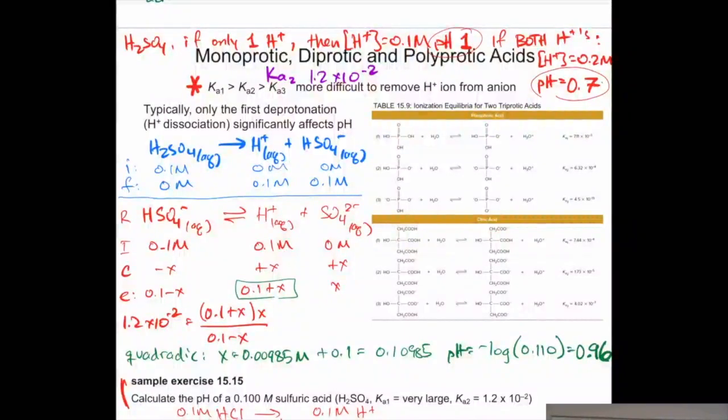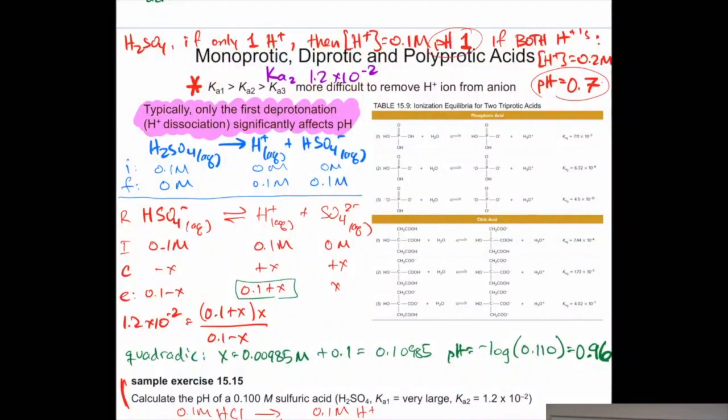Part of this learning outcome is not just to recognize that the Ka gets weaker and weaker, but also what it says right here. It's typically only the first deprotonation that significantly affects the pH. It's really just the highest Ka, the first one, that affects it. All the other ones are progressively weaker and weaker, and because this is a log base 10 scale, all right, this is also really, really important.